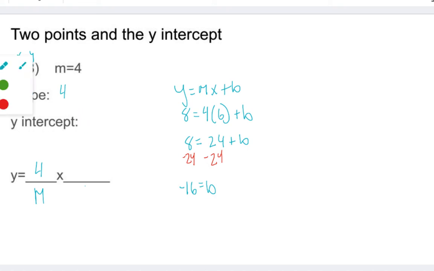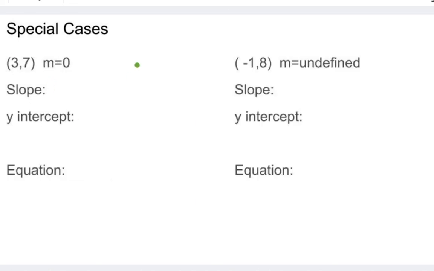So our y-intercept is negative 16, so since b is here, I'm going to write minus 16. Now if you write plus negative 16, just remember that it's not simplified, and you should simplify any equation that you have. Remember, there are some special cases with horizontal and vertical lines.